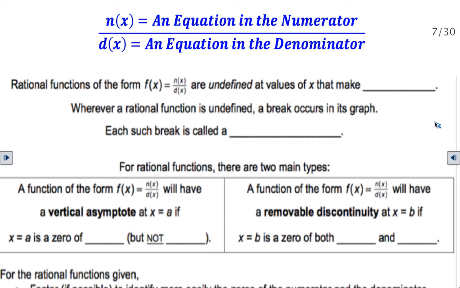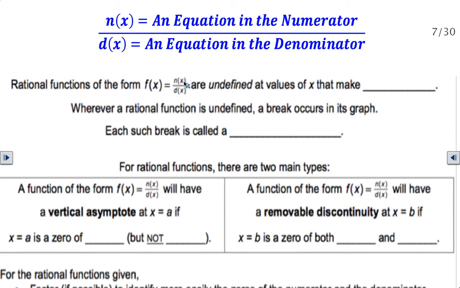Okay, everybody, this is Miss Pi again. In this video, we're going to go over some rational functions and how to find the vertical asymptotes, removable discontinuity, and then the x-intercepts of your rational functions.